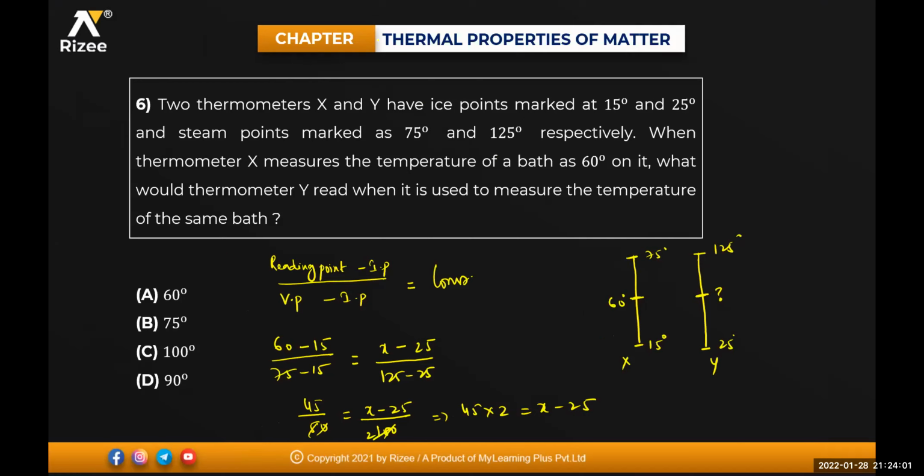115, sir. 115 is equal to Y minus 25. So Y will be 90. 90 is equal to Y minus 25.